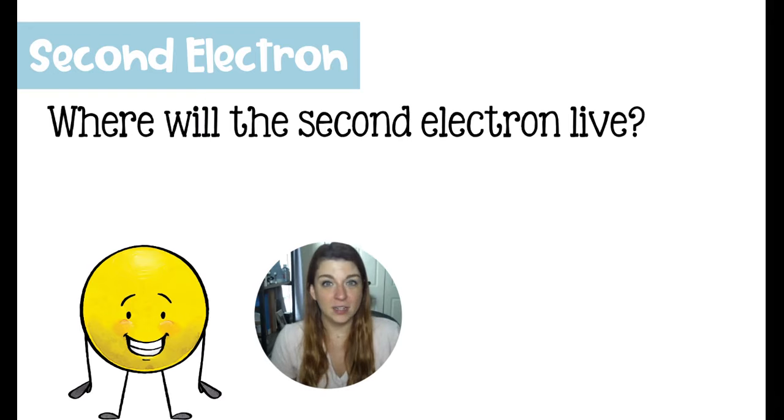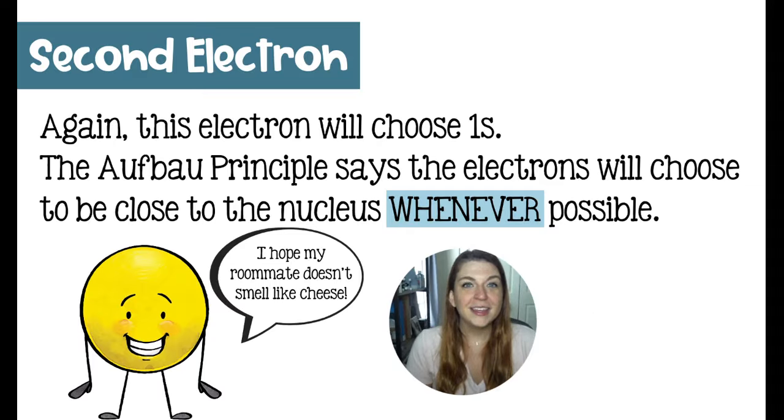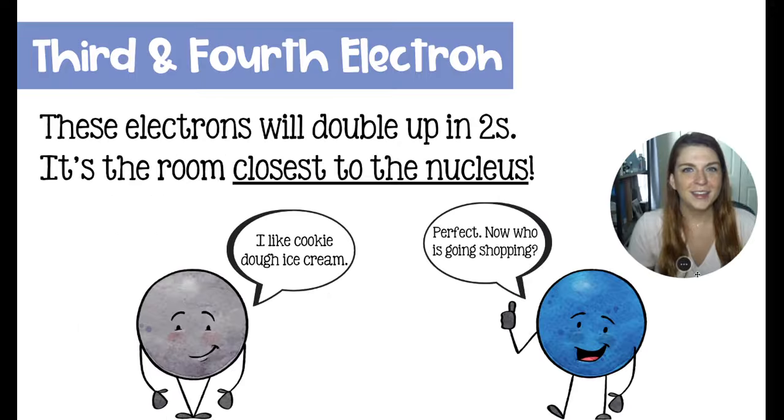So now it's time for the second electron to move in. And where do you think he's going to want to live? He is also going to choose the 1s orbital, or the 1s room, and this is because of the Aufbau principle. He wants to get as close to the nucleus as possible. And he's okay with this as long as he's close to the nucleus. He would rather be close to the nucleus than far away from another electron.